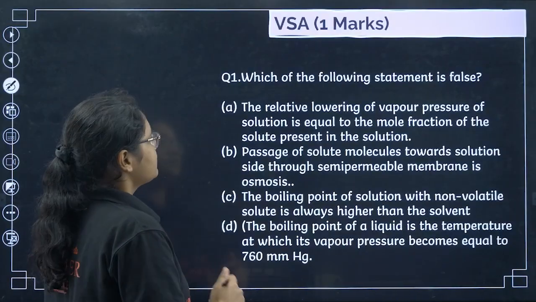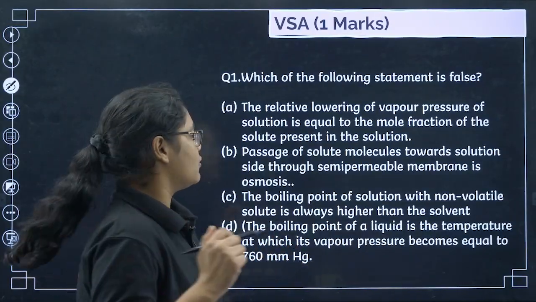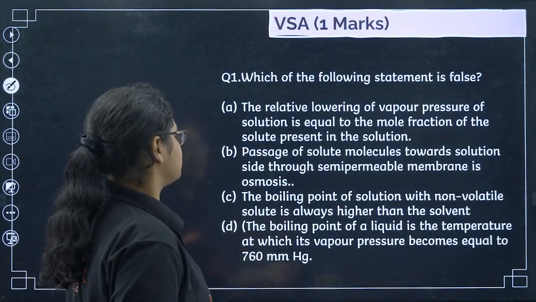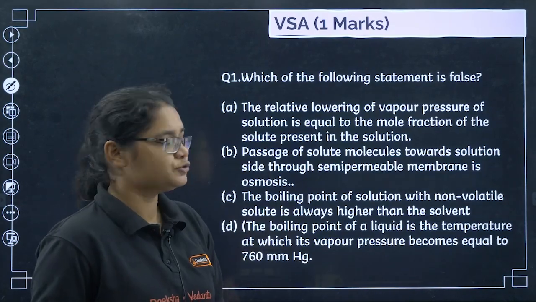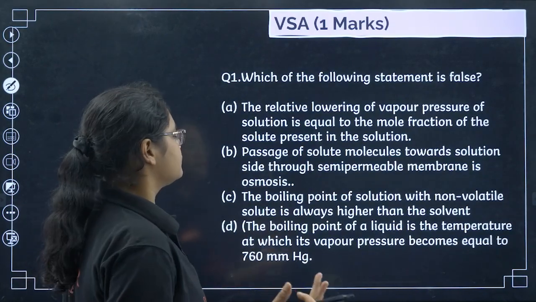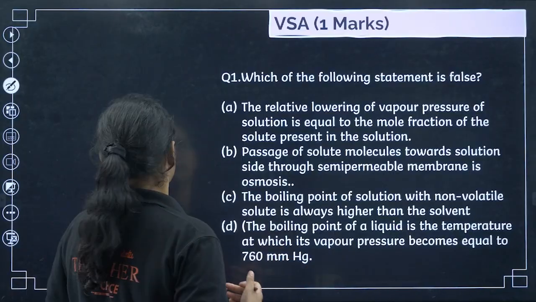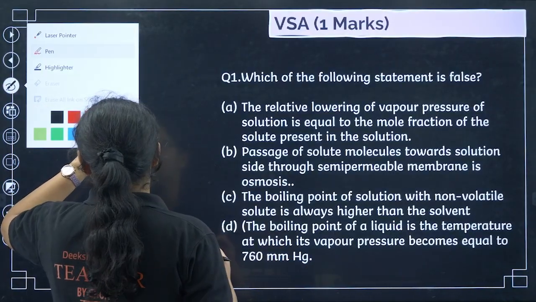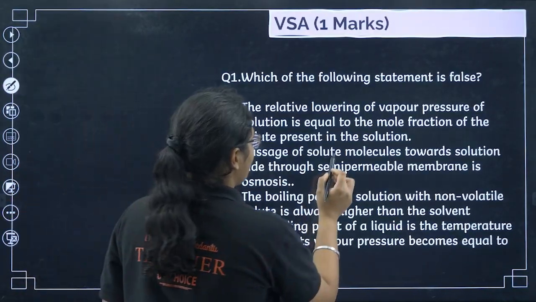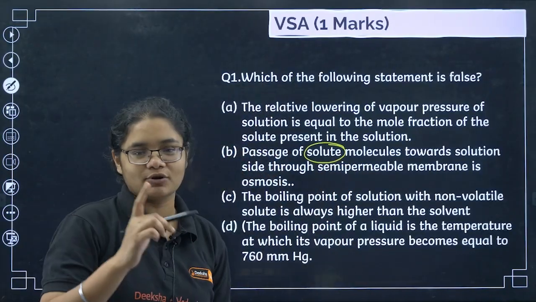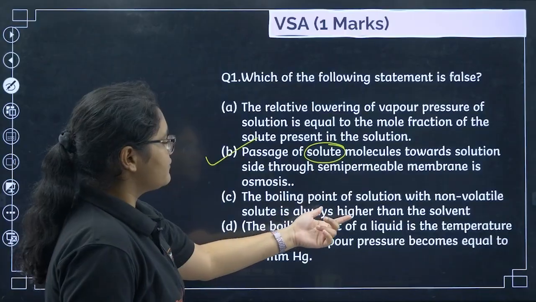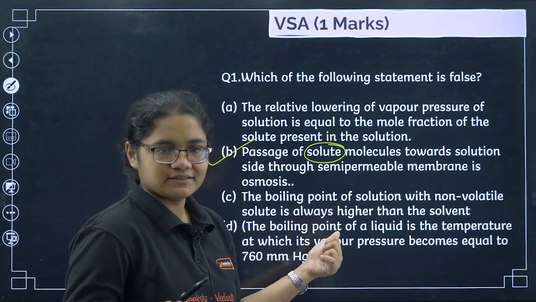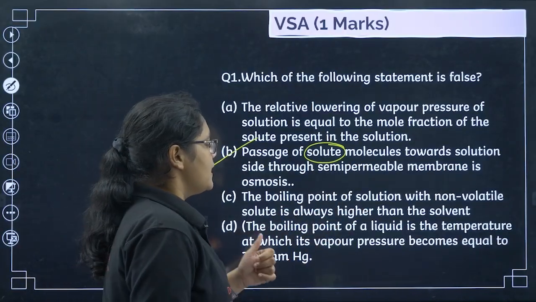So first question, which of the following statements is false? The relative lowering of vapor pressure of the solution is equal to the mole fraction of the solute present in the solution. Passage of solute molecules towards the solution side through a semi-permeable membrane is osmosis. So if you know, a semi-permeable membrane only allows the passage of solvent molecules, not the solute molecules. So this is the incorrect statement. Boiling point of the solution with non-volatile solute is always higher. Yes, elevation in boiling point.